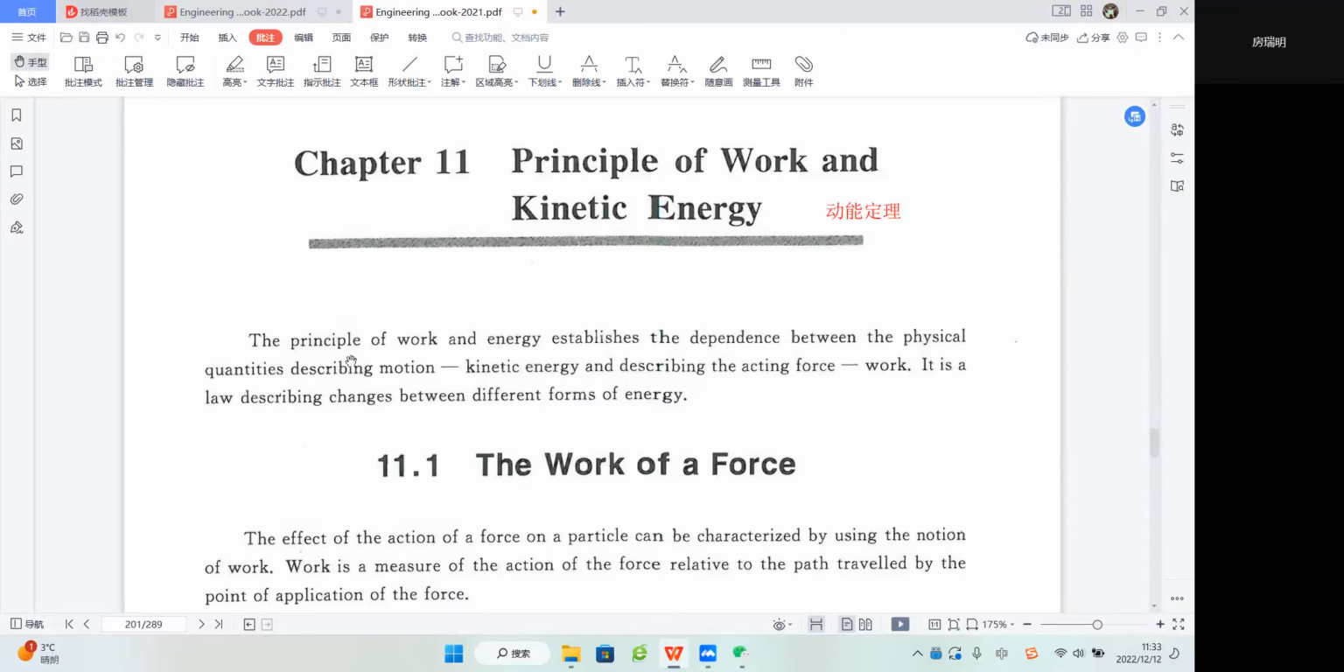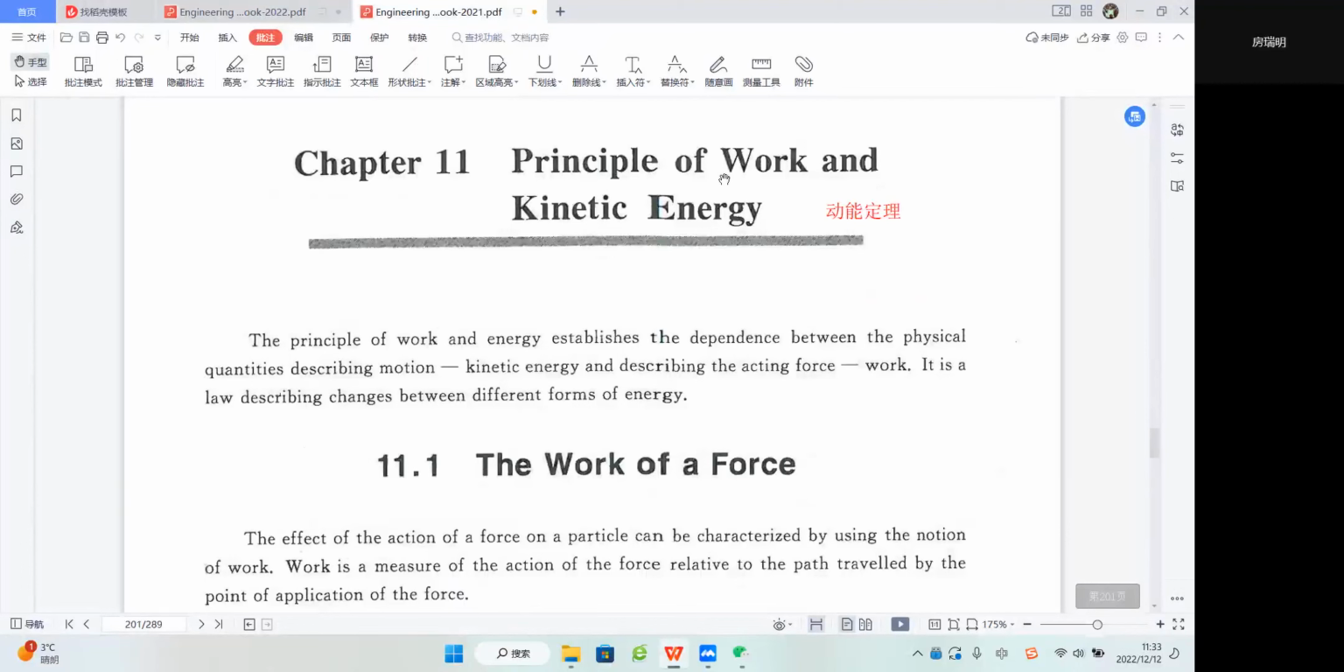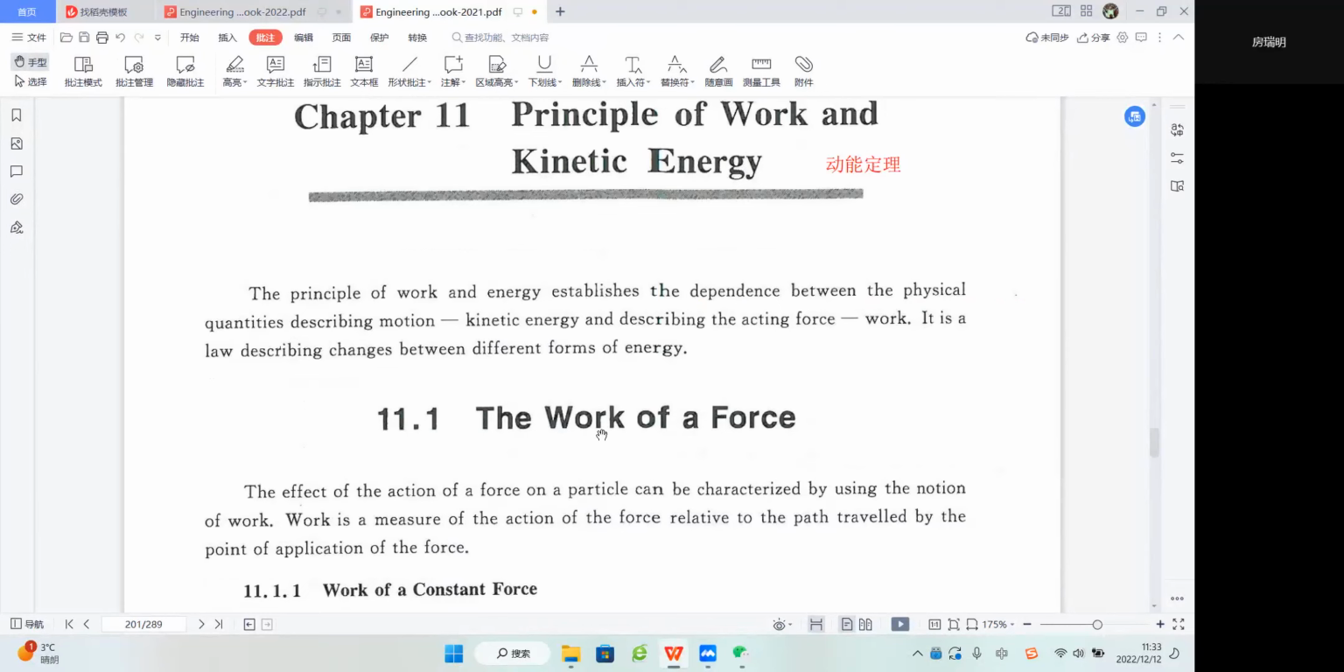So back to here, the general principles should include the principle of momentum, the principle of angular momentum, and the principle of work and kinetic energy. So that's three principles, and we have only learned two of them. From now, we should continue to learn the third principle, that is the principle of work and kinetic energy. Today, we don't have enough time to finish the whole chapter 11. Maybe we should try to finish the first section.